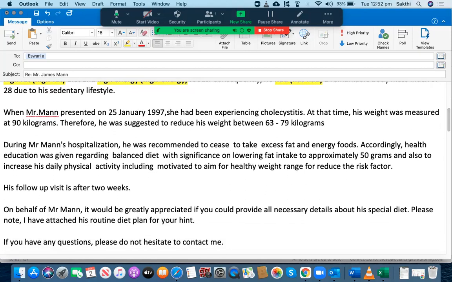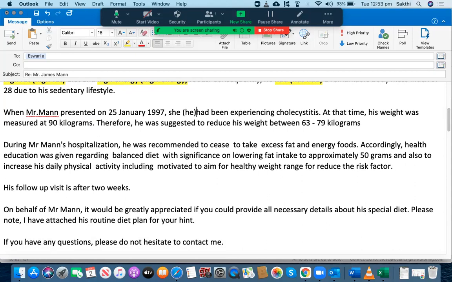When Mr. Mann presented on 25 January 1997, she had been. Unfortunately, he has changed the gender of the patient, which is one of the most frequently committed mistakes by students. It is going to reduce her band scores in this case, because if you do not change the gender, then it's good. But if you change the gender, then it's going to be the opposite, isn't it? The way we treat male and female can be different based on the condition. So this is wrong.